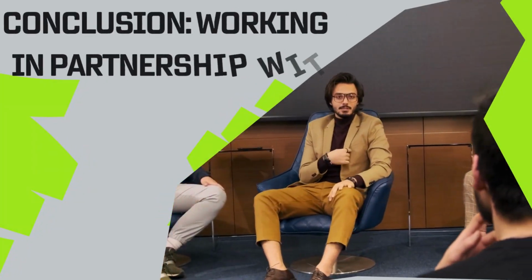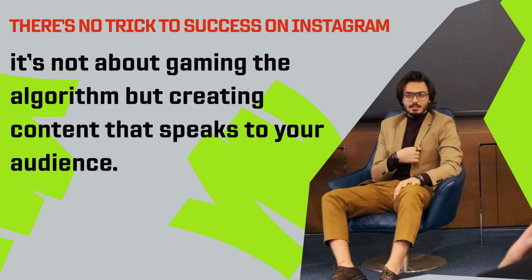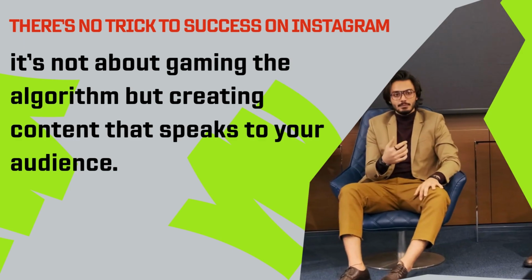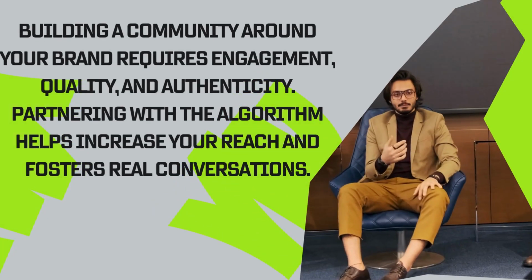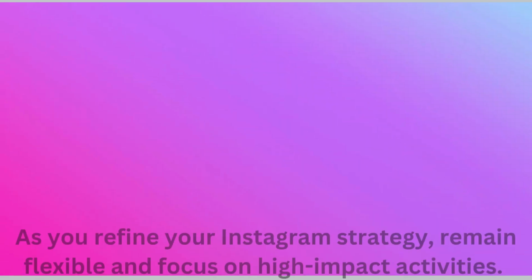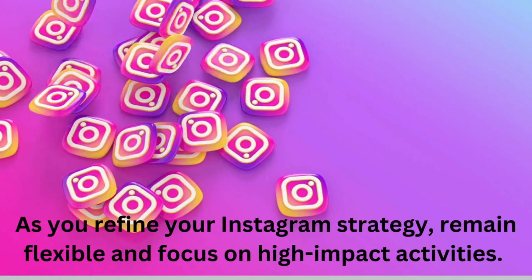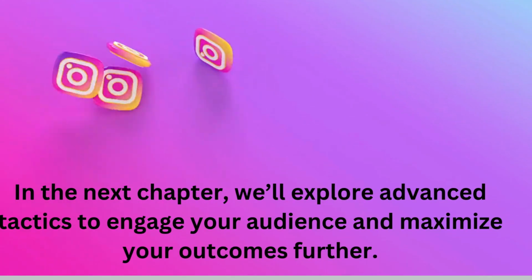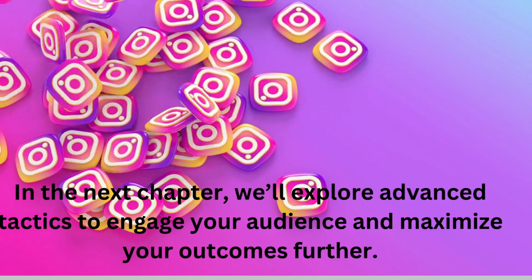Now, a conclusion: working in partnership with the algorithm. There's no trick to success on Instagram. It's not about gaming the algorithm, but creating content that speaks to your audience. Building a community around your brand requires engagement, quality, and authenticity. Partnering with the algorithm helps increase your reach and fosters real conversations. As you refine your Instagram strategy, remain flexible and focus on high-impact activities. In the next chapter, we'll explore advanced tactics to engage your audience and maximize your outcomes further.